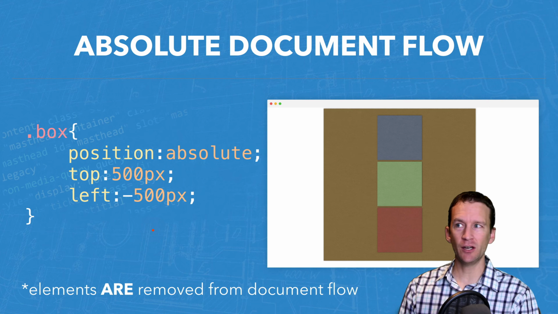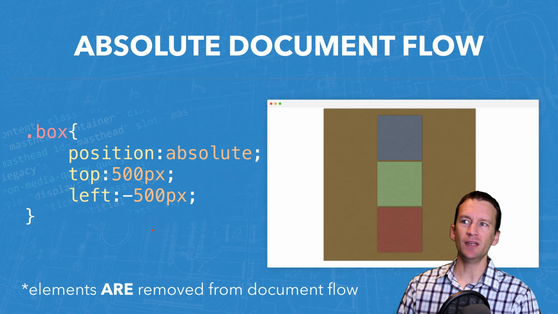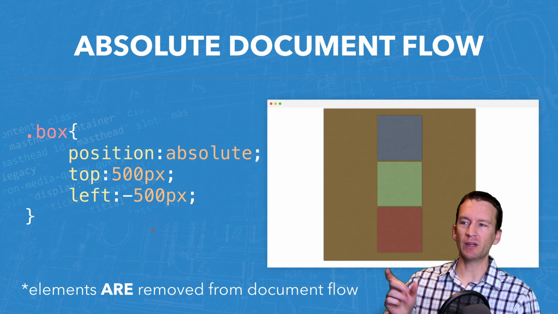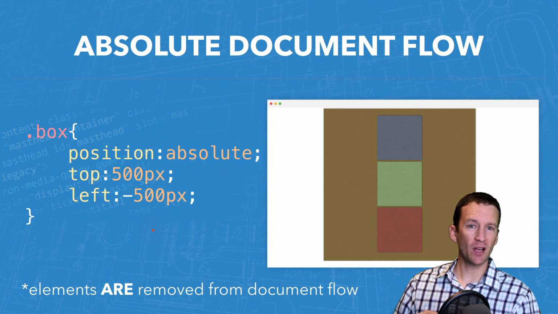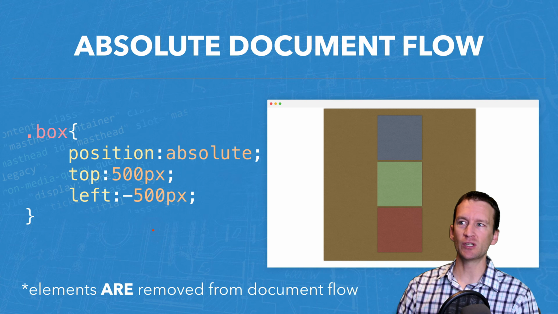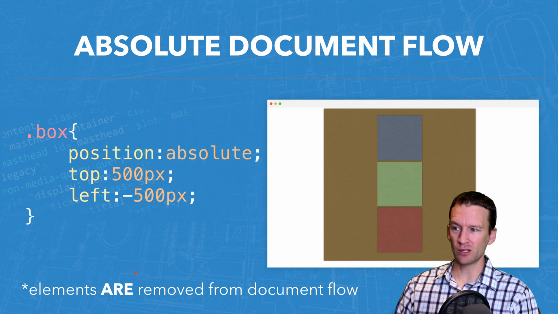Okay, lastly here with the 3 main types. Sorry, I'm getting ahead of myself. Lastly, we're going to be talking about document flow with absolute positioning because it's different. So you can see down here, there's a little cheat here for you. Elements in absolute positioning are removed from the document flow. So let's take a look here.